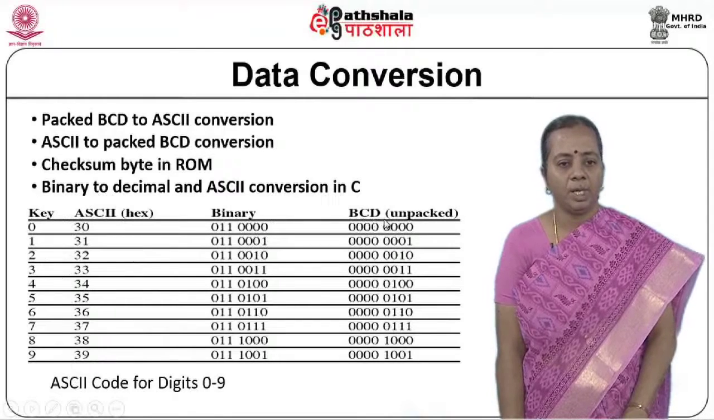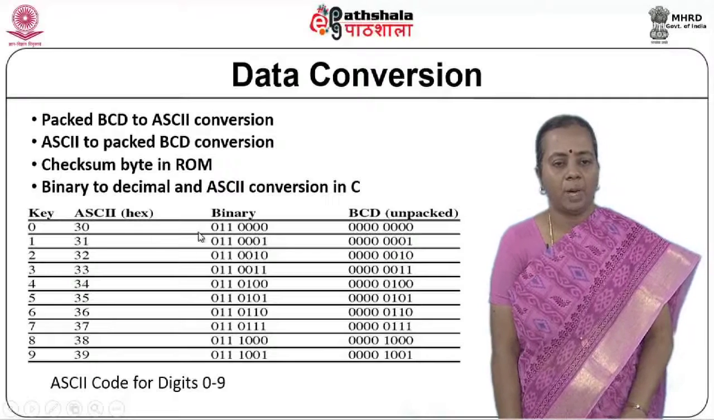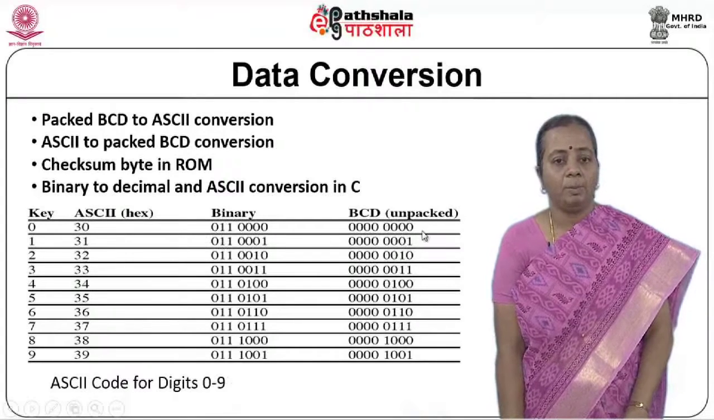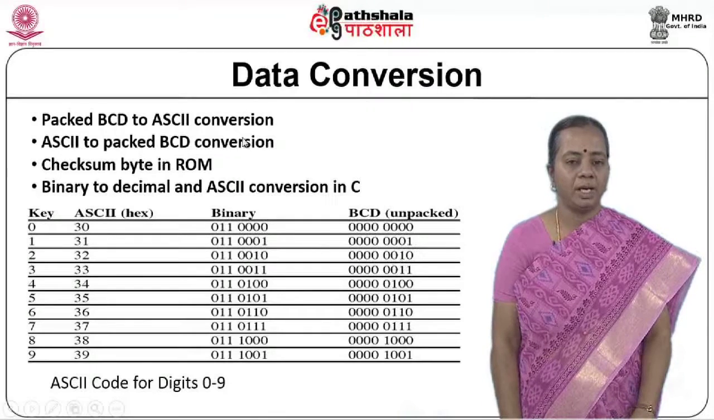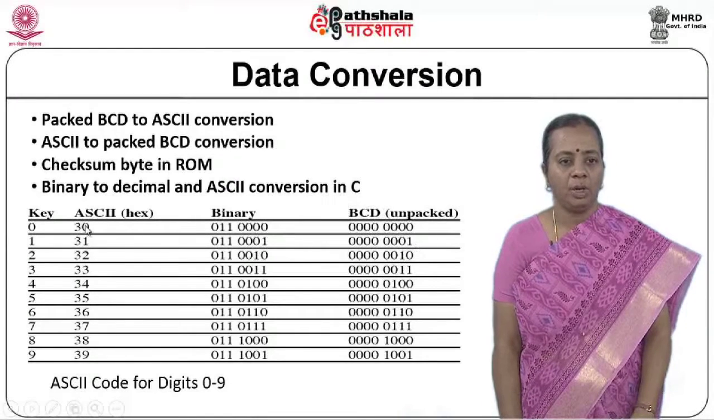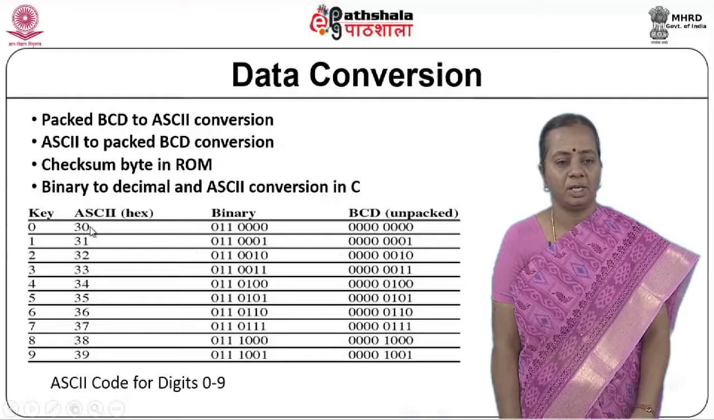Now, this will be converted into a binary number. So, if this is the hex code and it is converted into a binary number, I will be in a position to give this as the binary number, when BCD unpacked can be written this way. So, 0 is written as 0 0 0 0 0 0 0 0. When you are looking at it, 30h is the equivalent value.